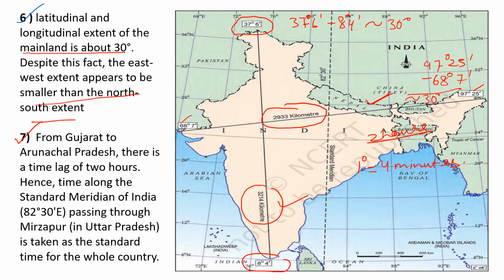Okay, 1 degree is equal to 4 minutes. 1 डिग्री 4 मिनट टाइम के बराबर होता है.